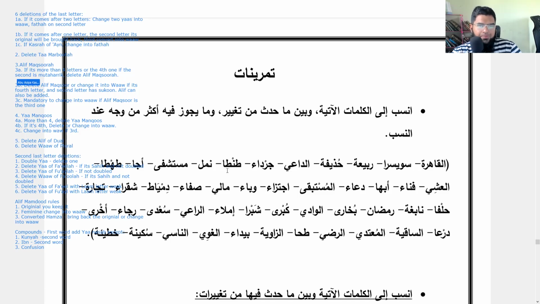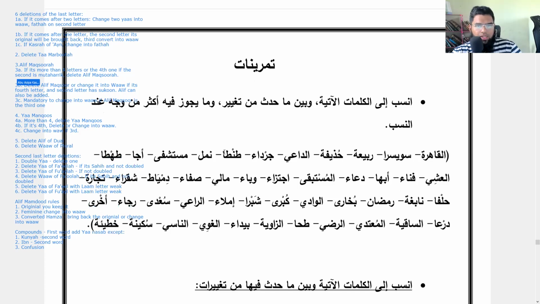It's a name, Tanta, but also a place. So Tantawi. You added an alif, so alif can also be added. I've written here that the second letter has sukoon because it is the fourth letter and the second letter has sukoon. So you can do two ways. You can say tanti or tantawi.